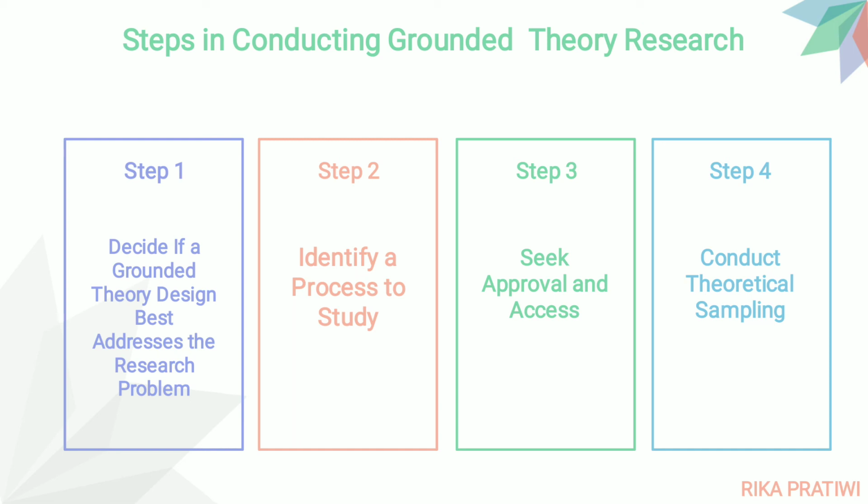Step 3, seek approval and access. It's for collecting some data, because if we don't get the approval, we can't get the access for collecting our data. Step 4 is conduct theoretical sampling. The researcher needs to make the decision as to when they have fully developed their categories and the theory.